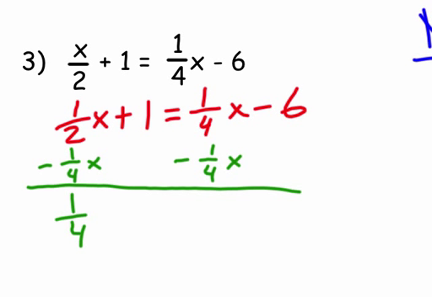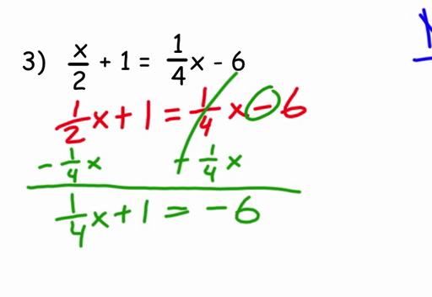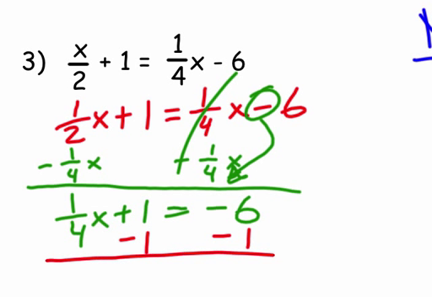So that's 1/4 x plus 1 equals, those cancel, -6. Don't forget to bring that negative sign down with it. It's a -6. And now we do the inverse of what's being done. So we subtract 1, and we're left with 1/4 x equals -7, right? -6 and -1 give me -7.